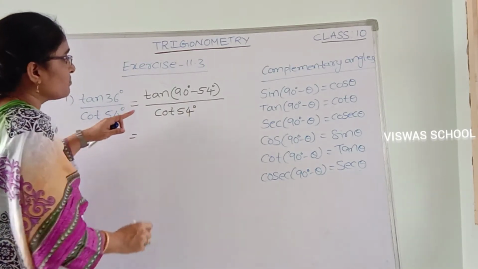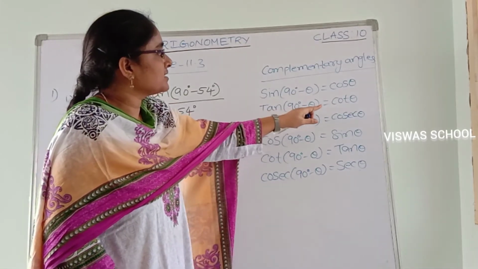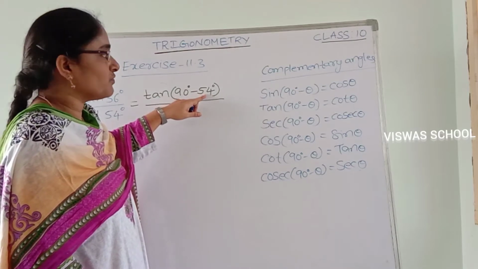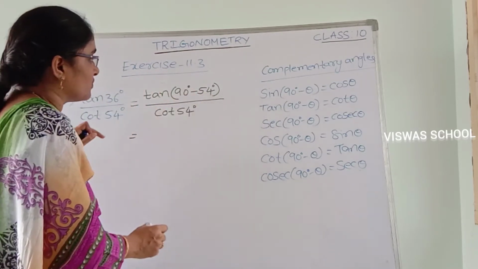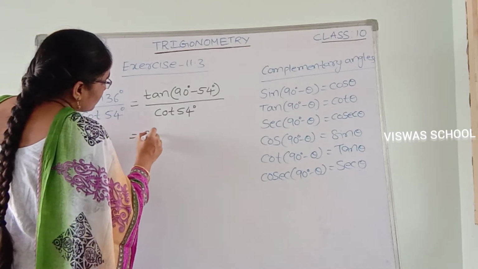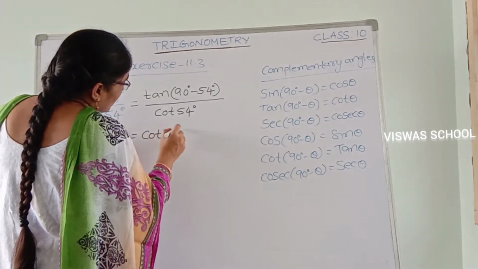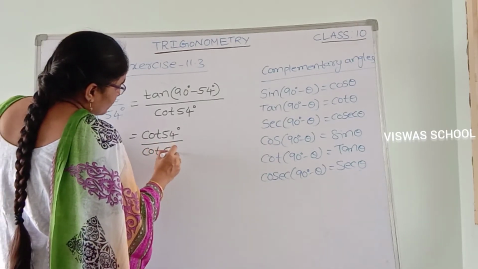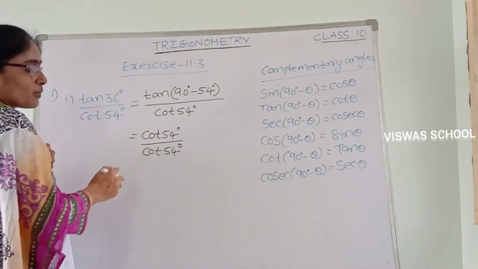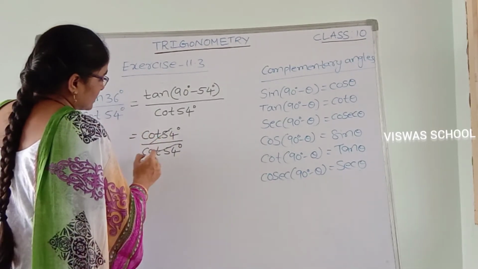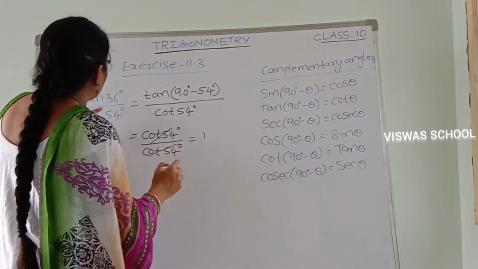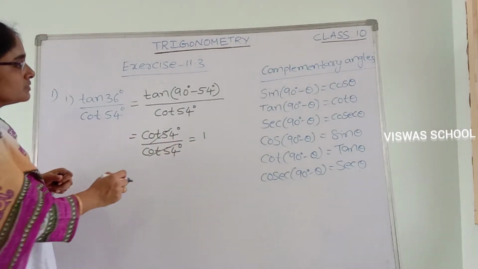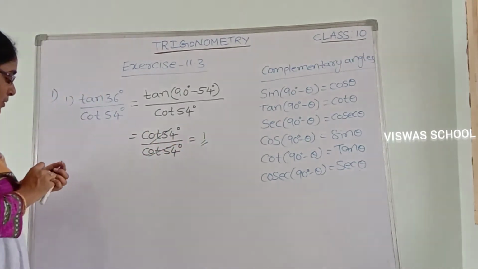Now, tan of 90 minus theta is equal to what? Cot theta. Here the value of theta is 54. That is, tan of 90 minus 54 equals cot 54. And the denominator is also cot 54. Cot 54 by cot 54, these two get cancelled. Now it is equal to what? 1. That is, tan 36 by cot 54 degrees is equal to 1.